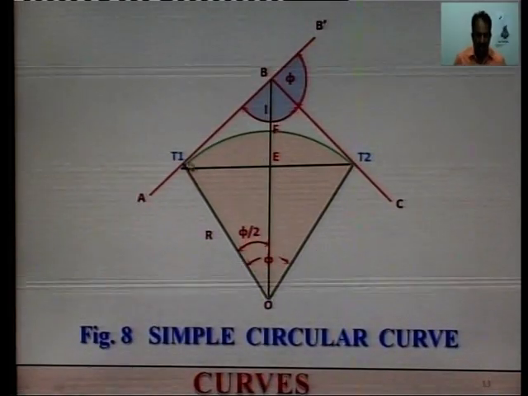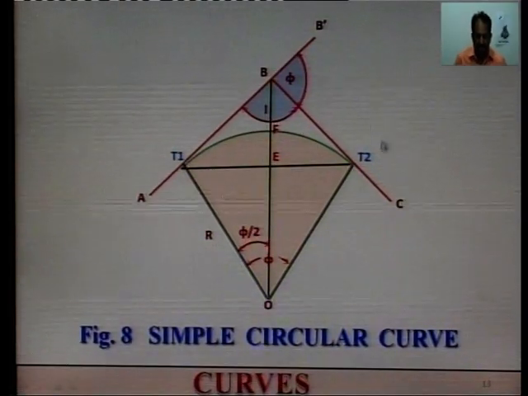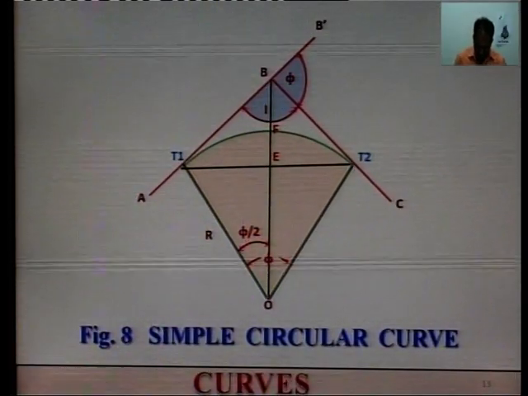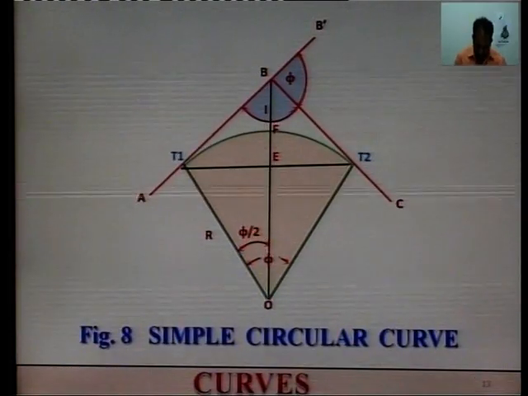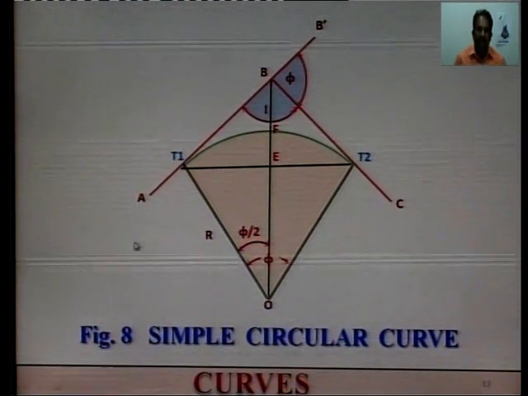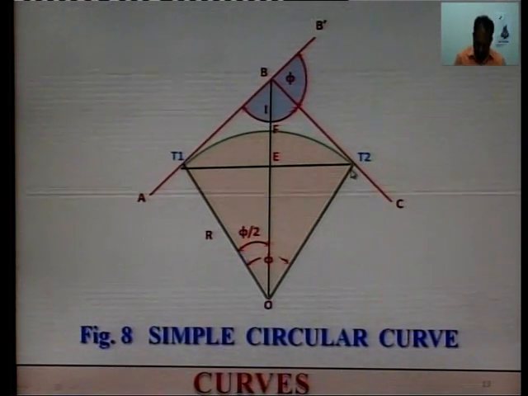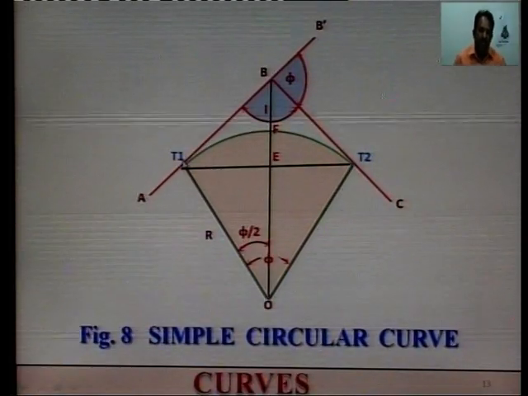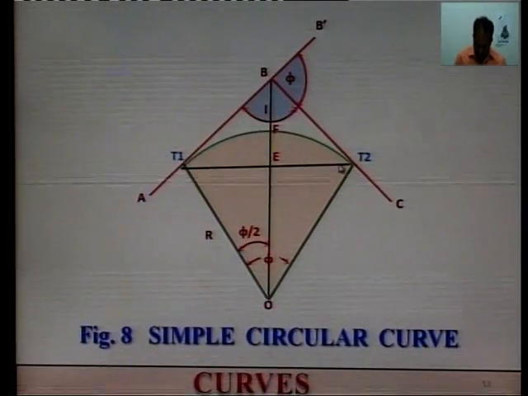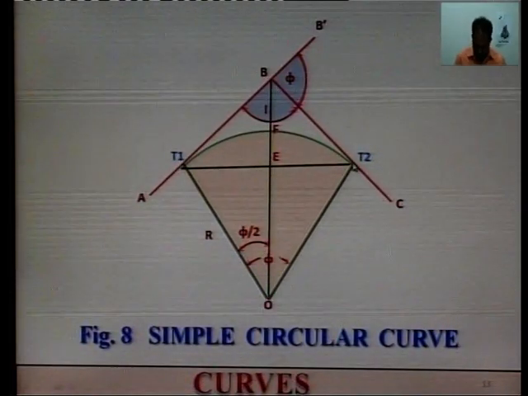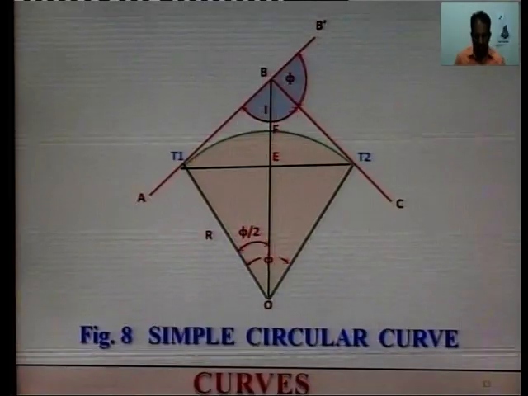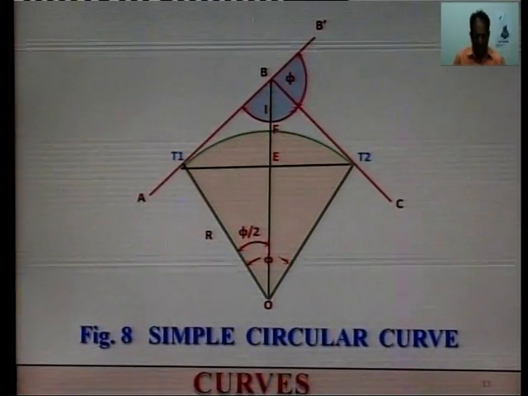The point T1 where the curve starts and the point T2 where the curve ends, the points at which the curve touches the tangents, are called tangent points. T1 and T2 are called tangent points. The beginning of the curve, T1, is called the tangent curve point, and the end of the curve is called the curve tangent point. So, T1 and T2 both are tangent points.